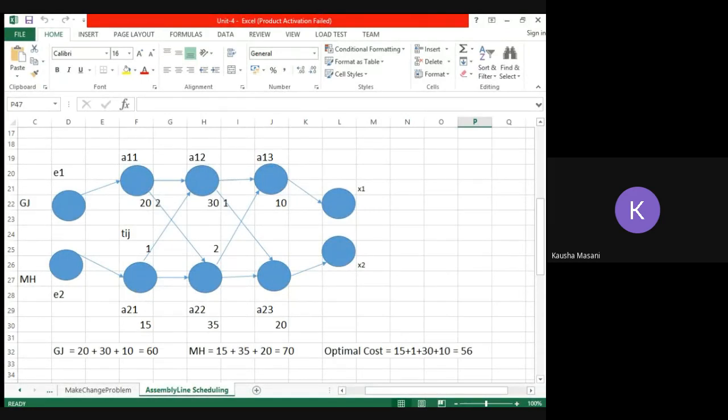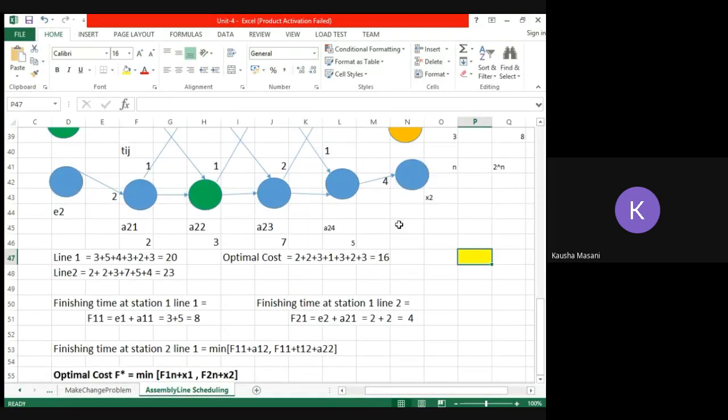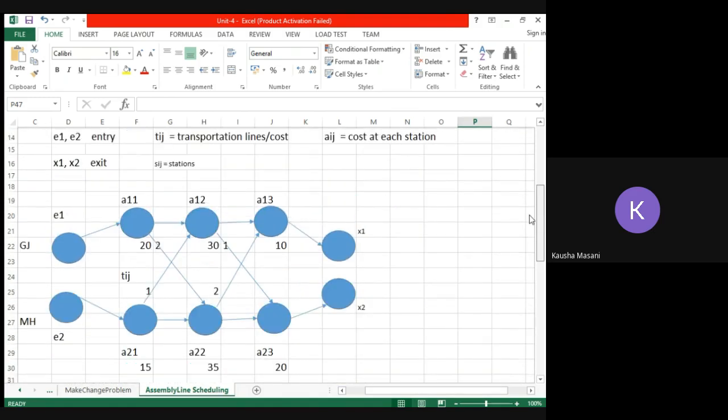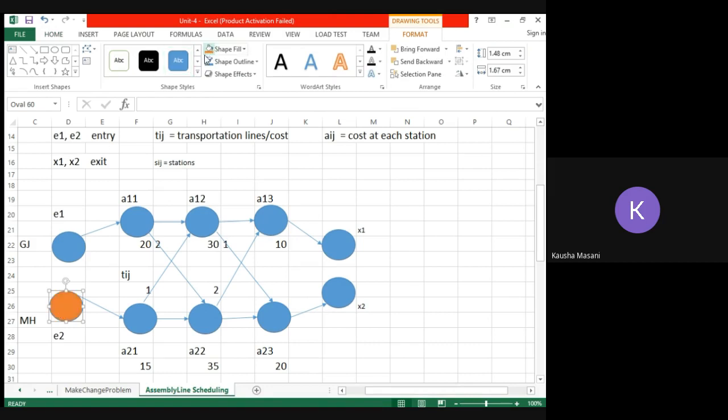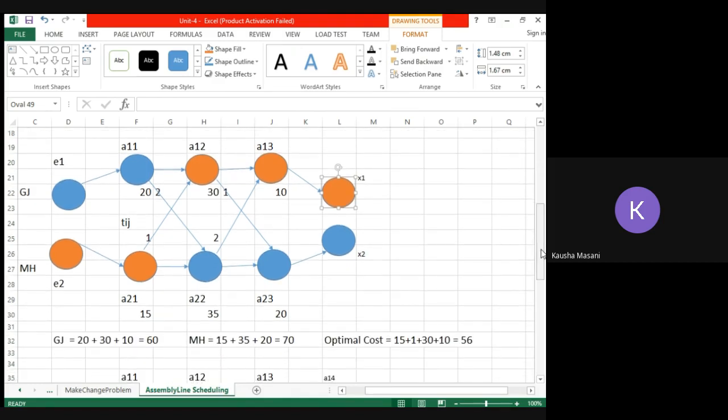And we saw that the optimal cost is: I have to start the entry from E2, then I'll go to A21 because the cost is less. Then I'll transport to line 1. Then I'll continue in line 1, and then exit from X1. This was our optimal path. Correct? 15, 1, 30, 10. That was our optimal cost.